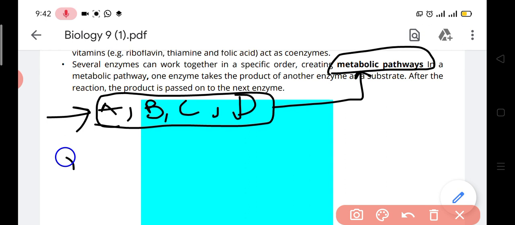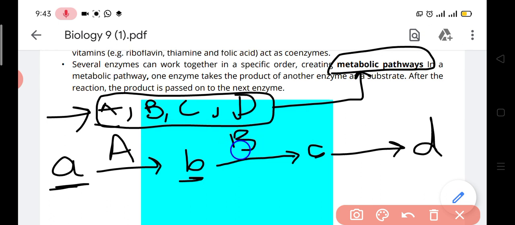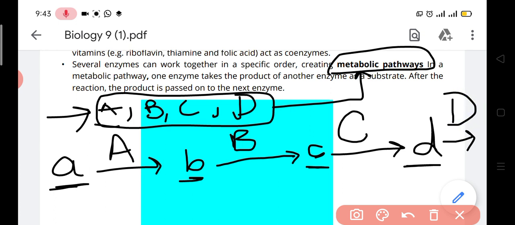Let's suppose, student, there is a substrate A that is converting into the B product. This B product is going to be a substrate and will produce the C product. And this C product is going to be a substrate and will produce the D product. Now listen to me. A is the substrate of enzyme A and will produce the B product. This B is the substrate of enzyme B and will produce the C product. And this C product is the substrate of enzyme C and will produce the D product. And this D is the substrate of enzyme D to produce the E product.